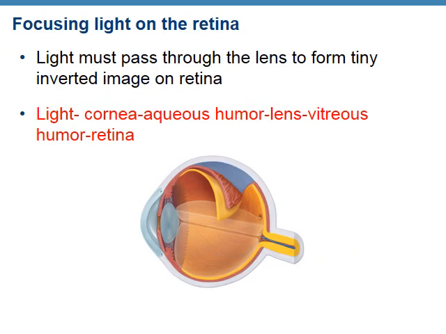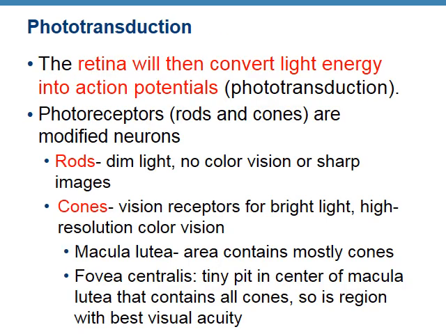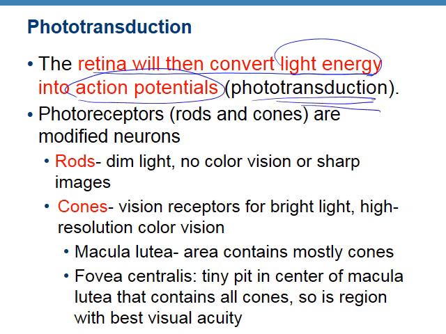Could you explain to me how light is focused on the retina? Could you go from light through all the structures of the eye and where the light image is being refracted onto? So here is my cornea, then I go through aqueous humor, then I go through the pupil, then I hit the lens, then I go through the vitreous humor, and I come back here to the retina. The retina will then convert the light energy into action potentials, and we call that phototransduction.